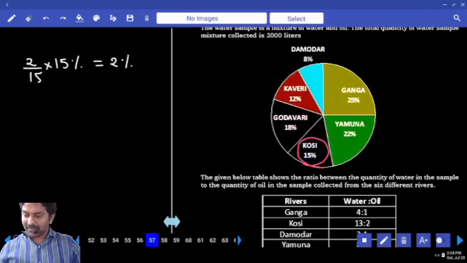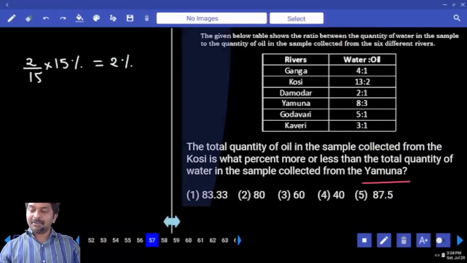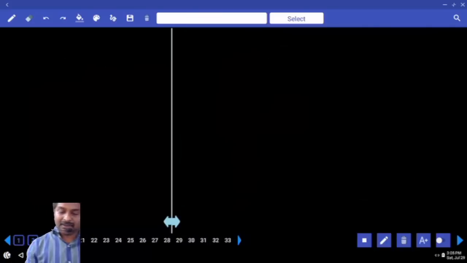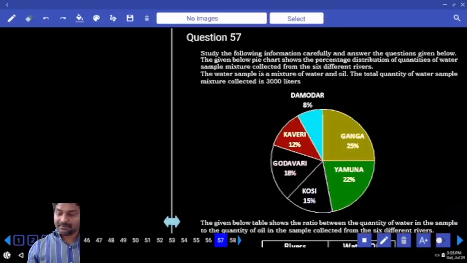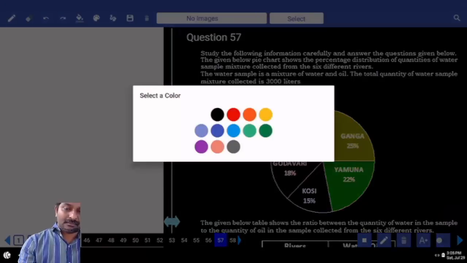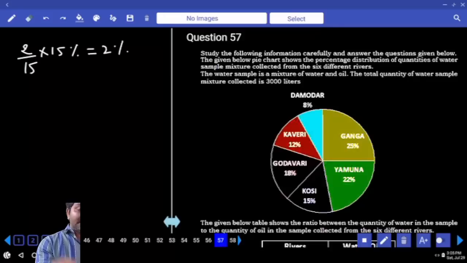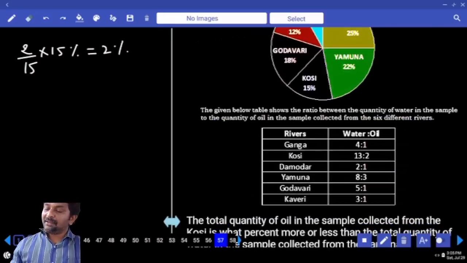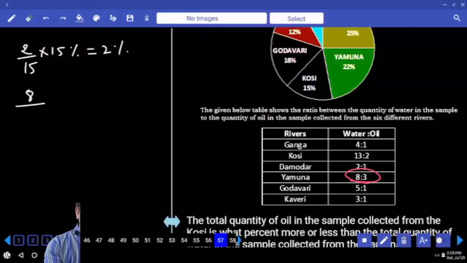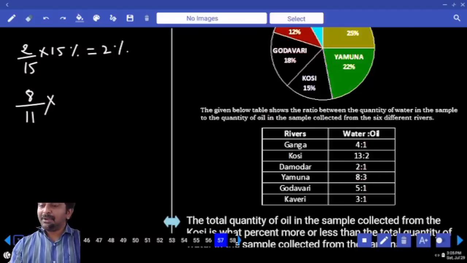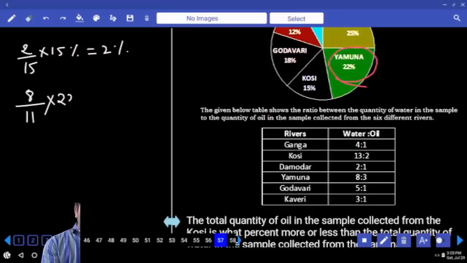Okay? Next, Yamuna River, what do you want? So 1 is 2/15 of 15%, which we got as 2%. Now, Yamuna River, water, how many parts? 8 parts out of total 11. Yamuna in terms of percentage, 22%. How much is this? 16%.